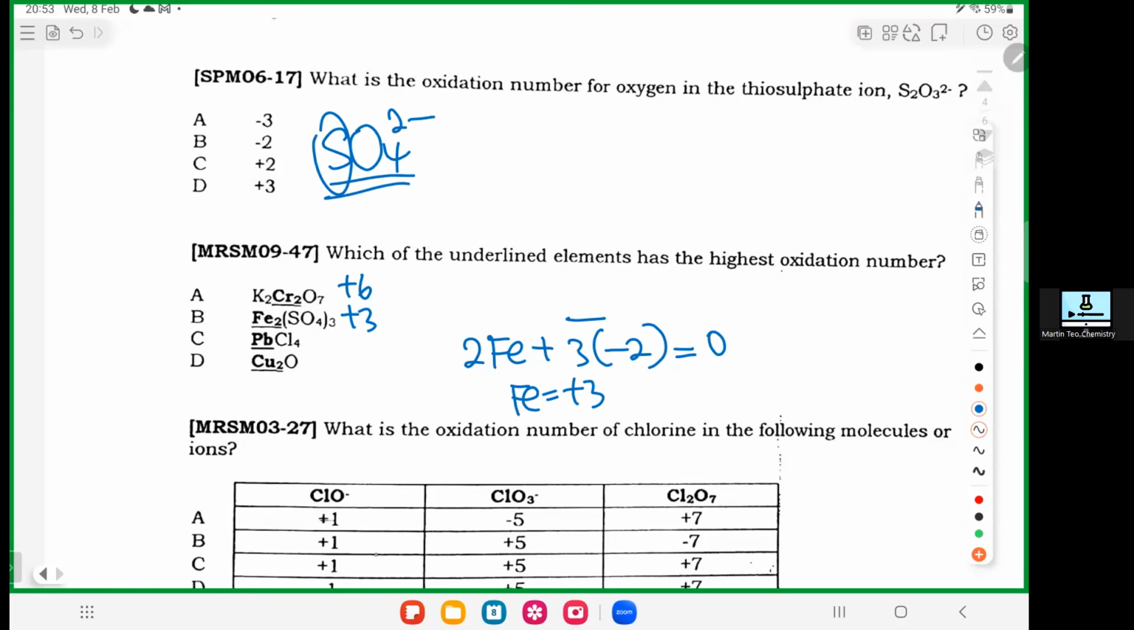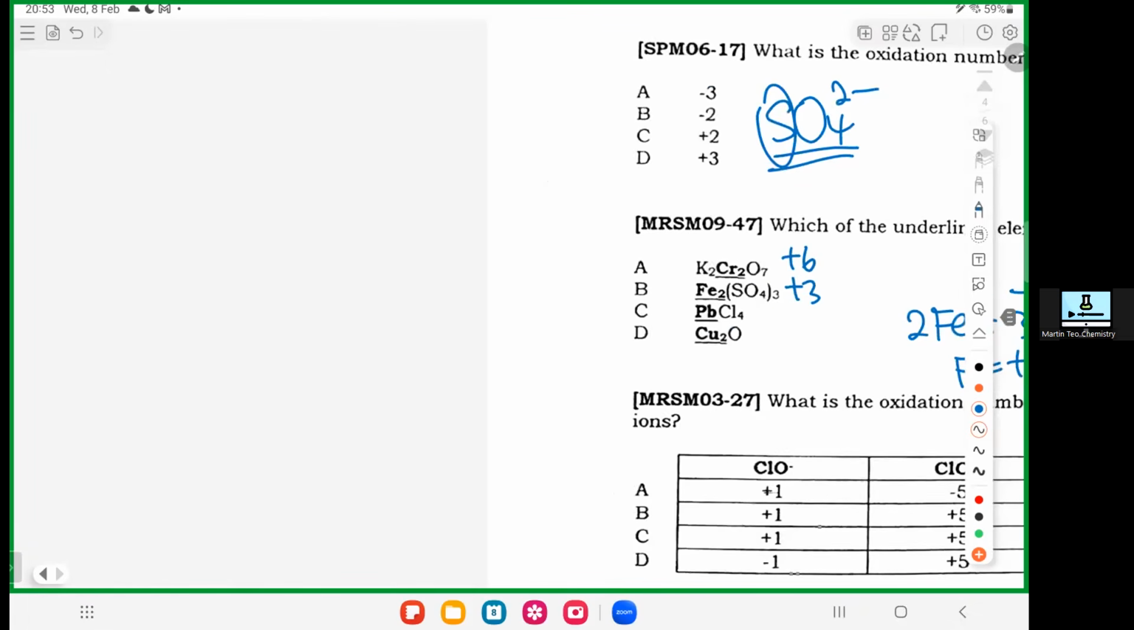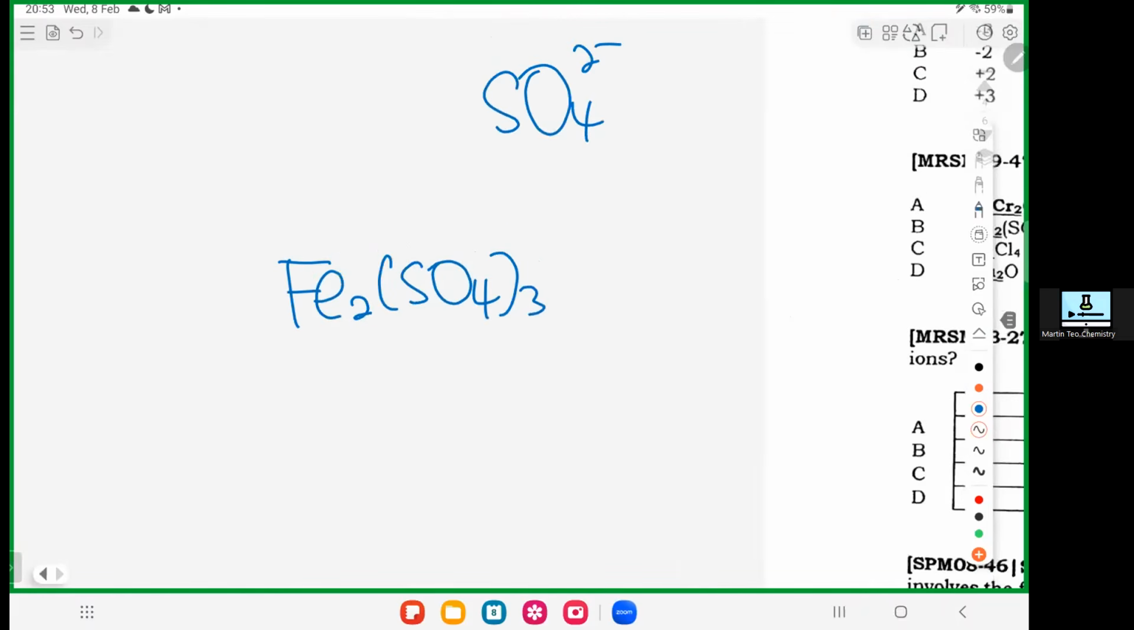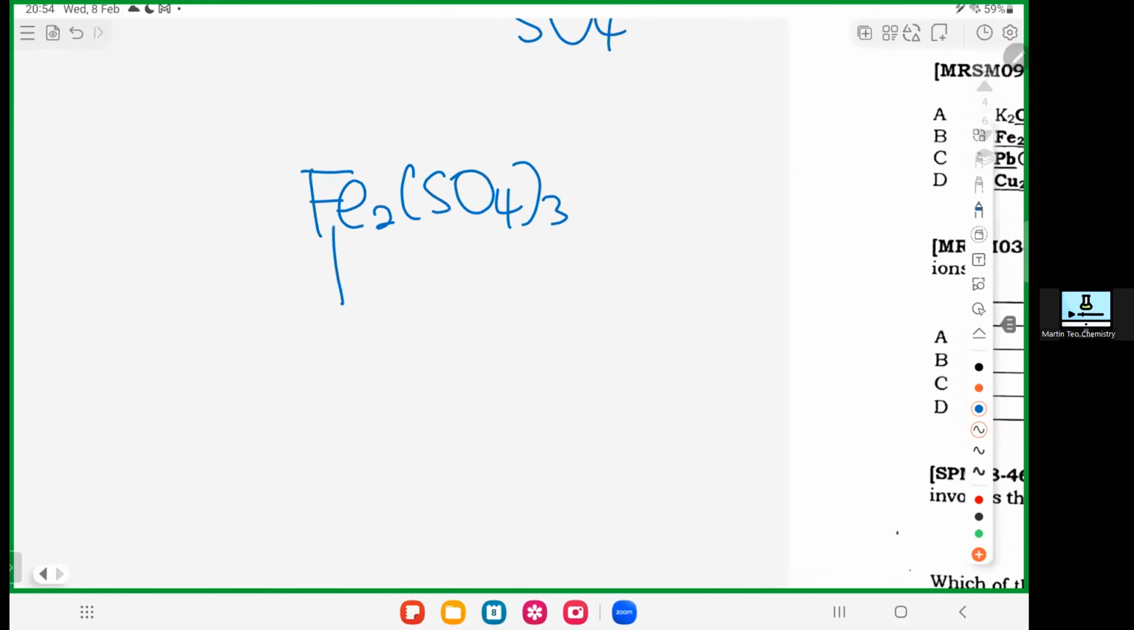So I think, which one is it? Do you know the SO4, the charge is 2 minus? Do you know this? Yes, okay, now I ask you, Fe2(SO4)3. So if let's say you use the X method, do you know the iron?